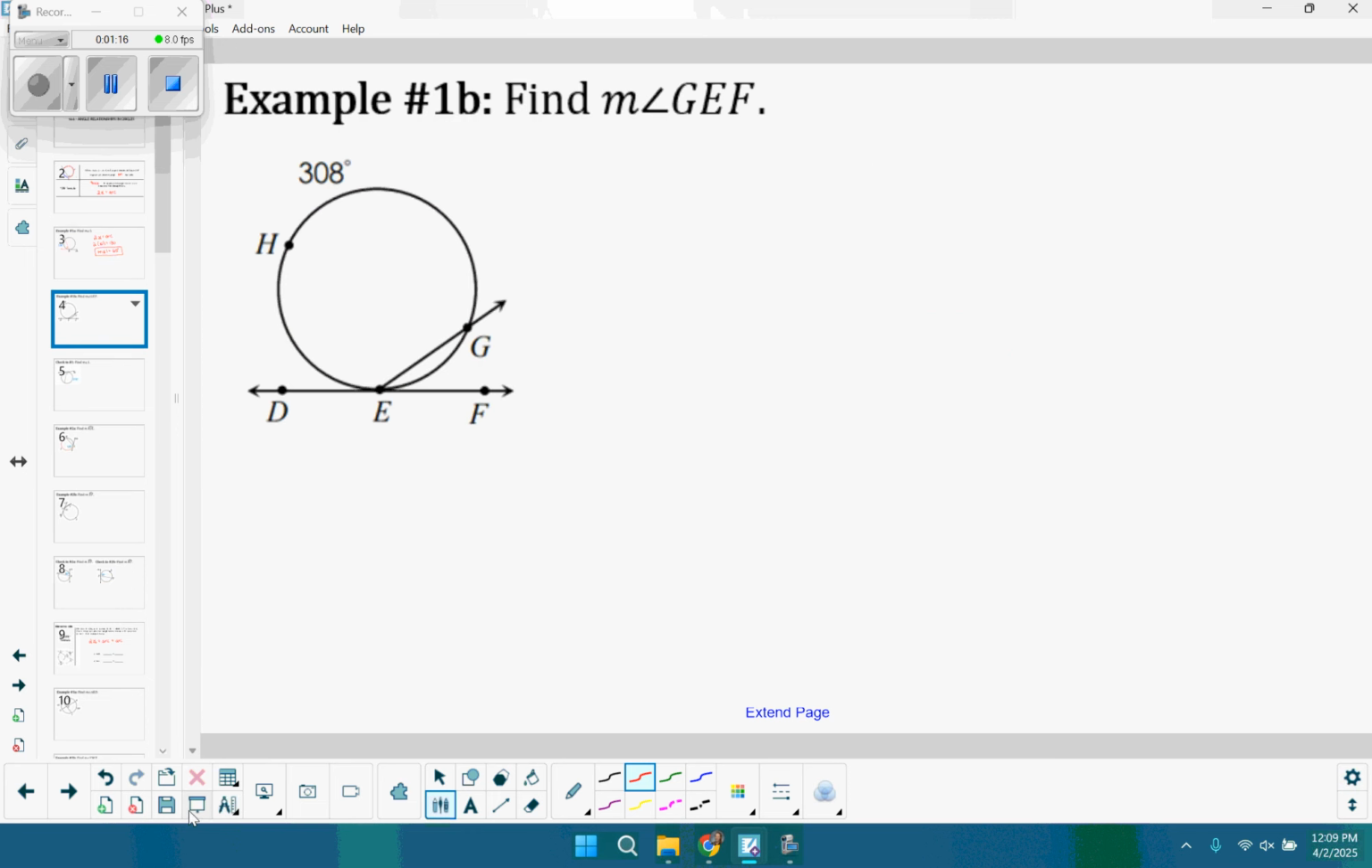For example 1B, we're looking for angle GEF. Angle GEF is this angle over here. That would have belonged to arc GE. What they gave me was arc GHE.